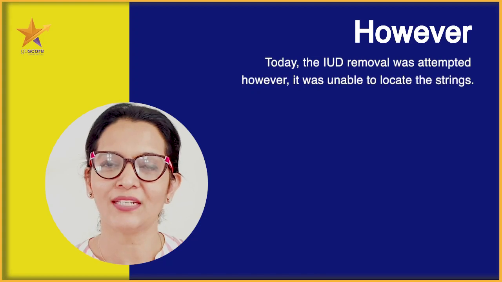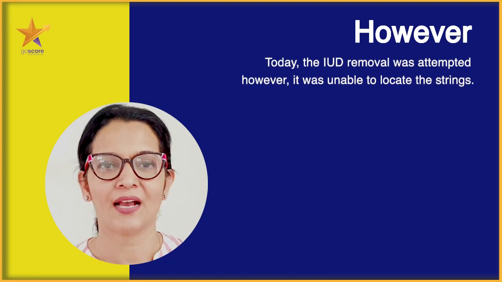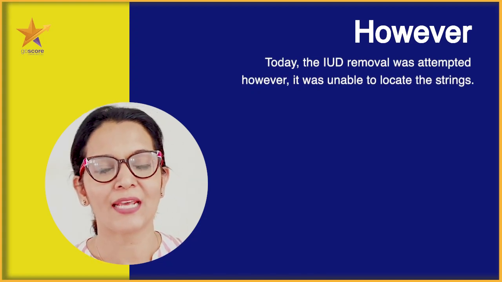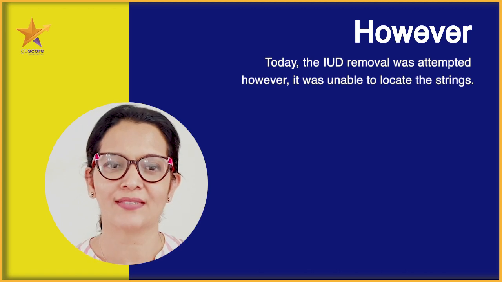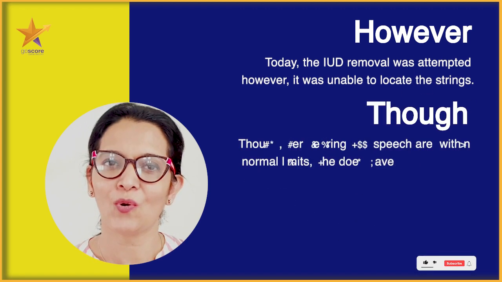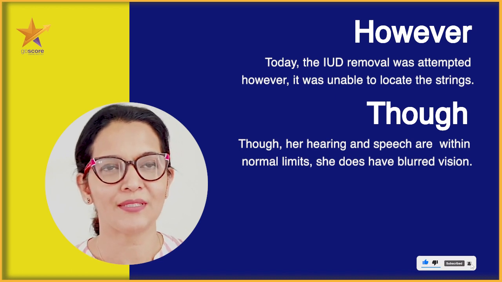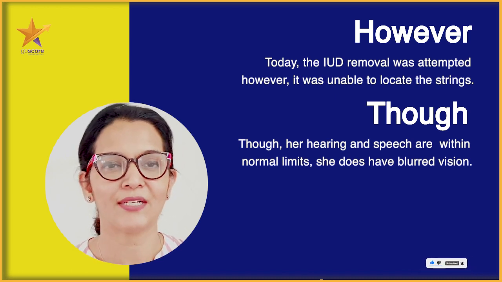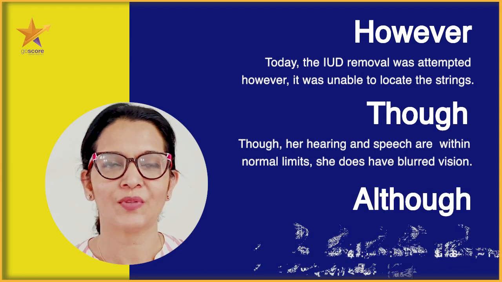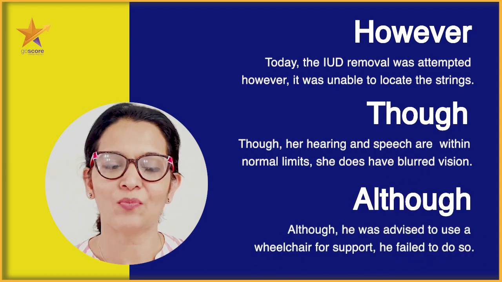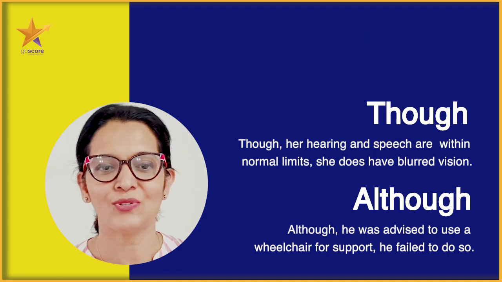Here are some examples. However, today the IUD removal was attempted. However, it was unable to locate the strings. Though her hearing and speech are within normal limits, she does have blurred vision. Although he was advised to use a wheelchair for support, he failed to do so.